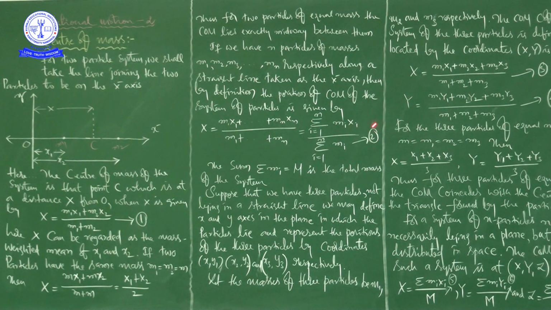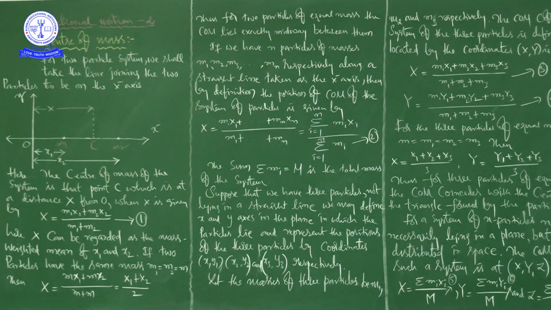Okay, see here like this. X is equal to m1 x1 plus m2 x2 plus m3 x3 divided by m1 plus m2 plus m3. This is the x coordinate of the center of mass, and then it is m1 y1 plus m2 y2 plus m3 y3 divided by m1 plus m2 plus m3. This is the y coordinate of the center of mass. Here also you just consider one assumption, right?